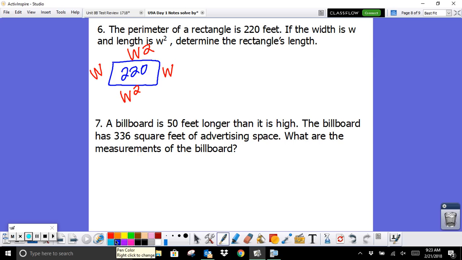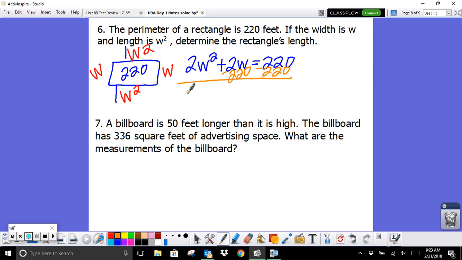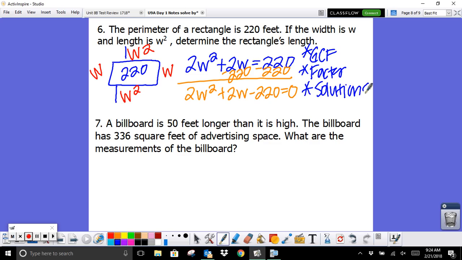Okay, so I have W squared plus W squared. That's 1W squared plus 1W squared. That gets me 2W squared. And then I have W plus W, that's 2W, and that is equal to the perimeter, which is 220. So I would move the 220 over, so I got to get it equal to 0. So I have 2W squared plus 2W minus 220. And then on this one, if I were to keep working this out, there is a GCF, so you would have to take that out first. Then you would factor, then you would find the solution by setting them equal to 0.